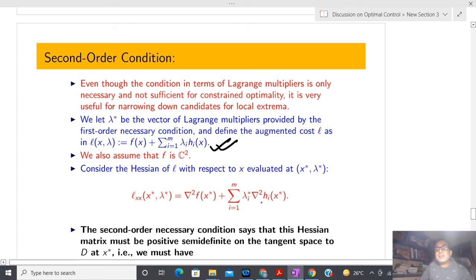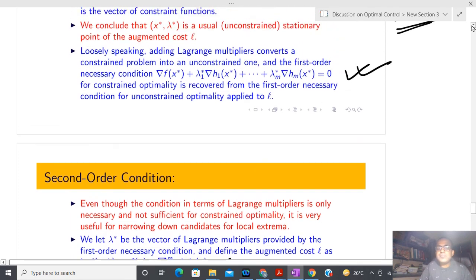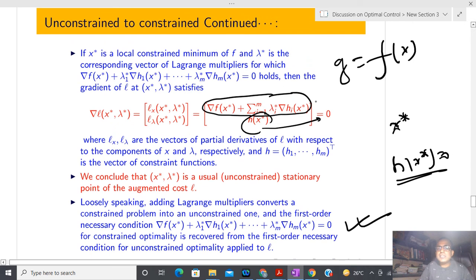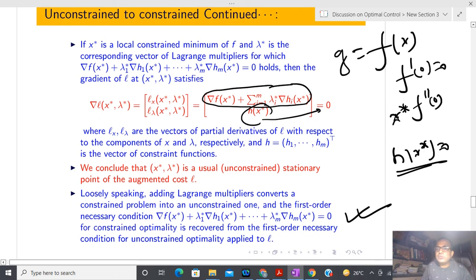At that time we are assuming that the first order condition should be satisfied. This condition should be satisfied, which means we are also making sure that f dash equals 0, and after that we are looking for f double dash. So similar kind of things you can do here.